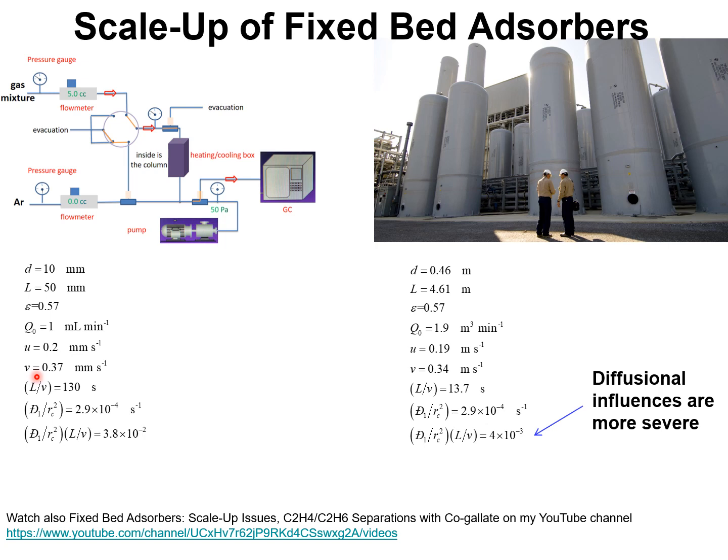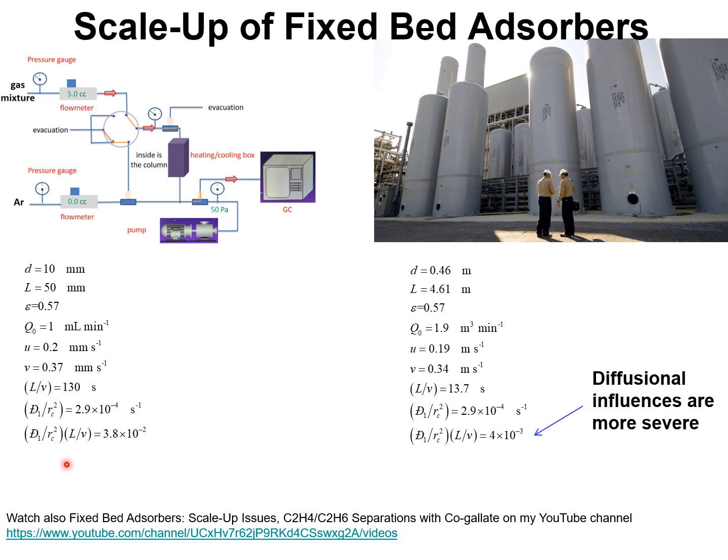interstitial gas velocity, that is the superficial gas velocity divided by the bed voidage, is of the order of half a millimeter per second. We determine the contact time between the gas and the MOF crystals, that is the length of the packed bed divided by the interstitial gas velocity. This is of the order of 100 seconds or so.